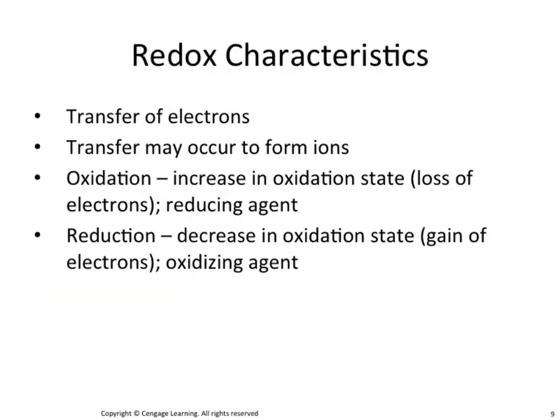So some characteristics of redox reactions is we have a transfer of electrons. They may occur to form ions. Oxidation is an increase in the oxidation state, so what happens is our oxidation number goes up. Whereas in reduction, we have a decrease in oxidation state, which means that our oxidation number goes down.